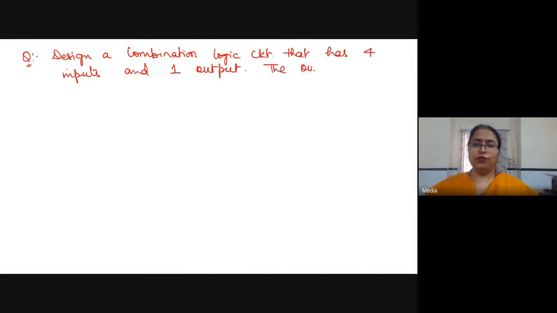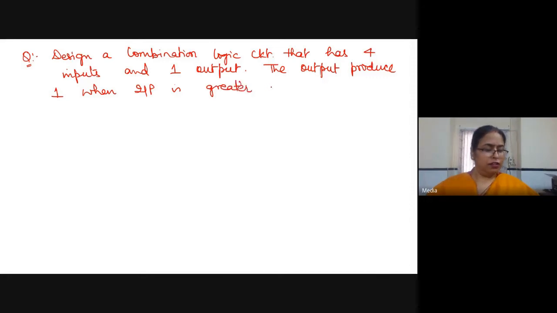The output produces 1 when the input is greater than 1,000. See, this is the logic. Come to the solution. 4 inputs are there and 1 output is there. So now you read out the first step.